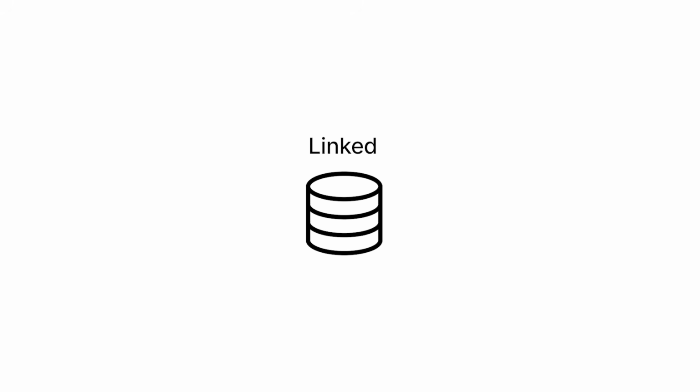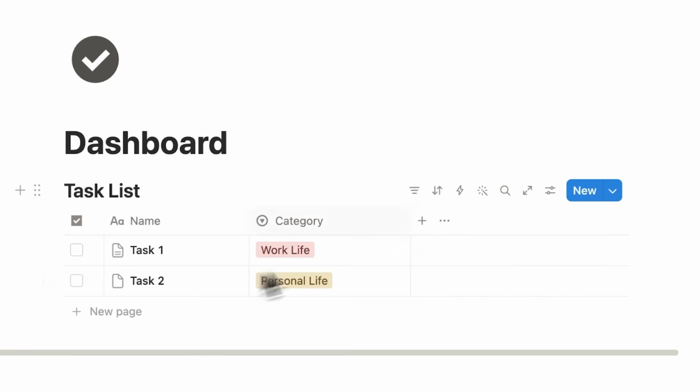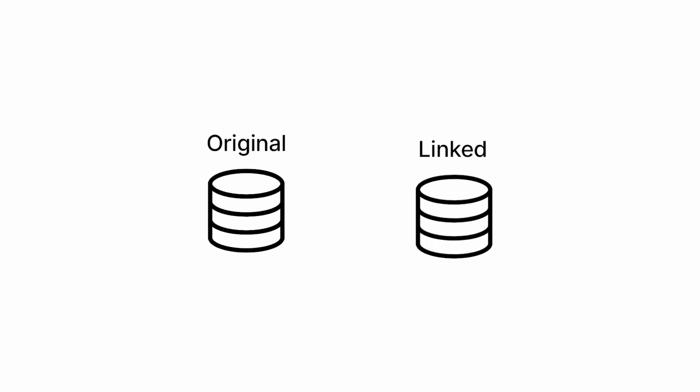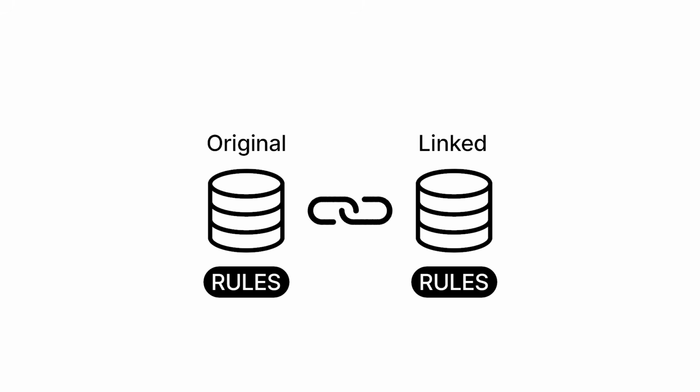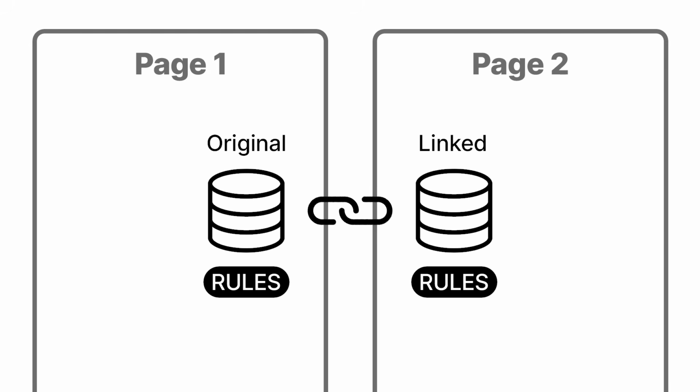The goal with a linked database is that we can see this same database, but with different settings and rules around it, which means we can see the same database on a different page, but the different rules we give that linked database means that we won't see all the data.